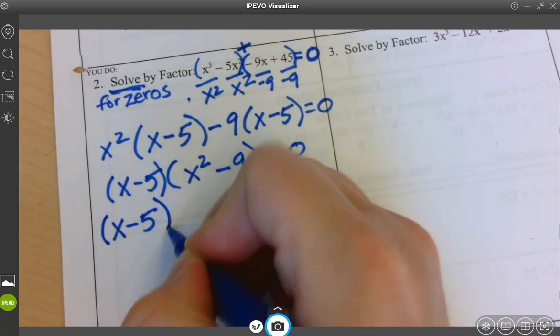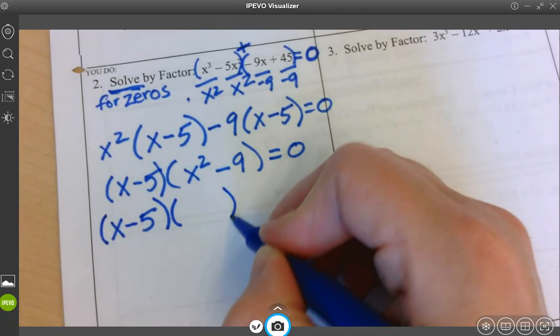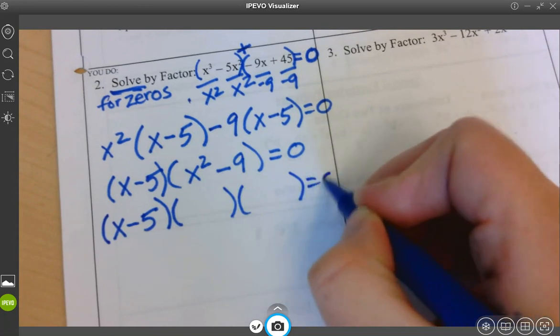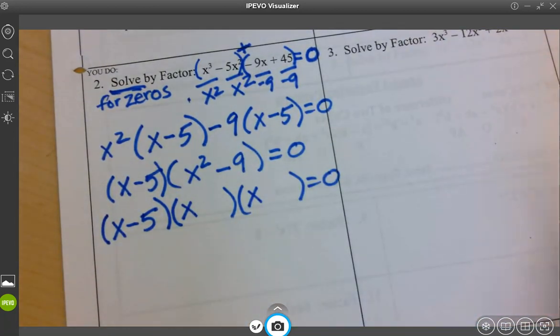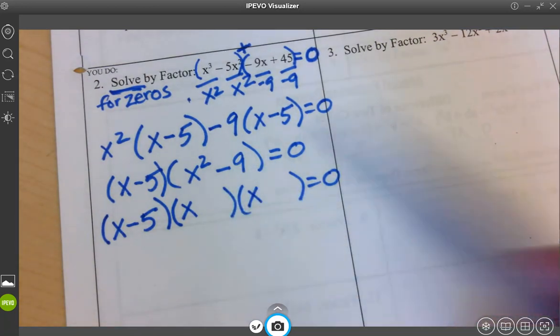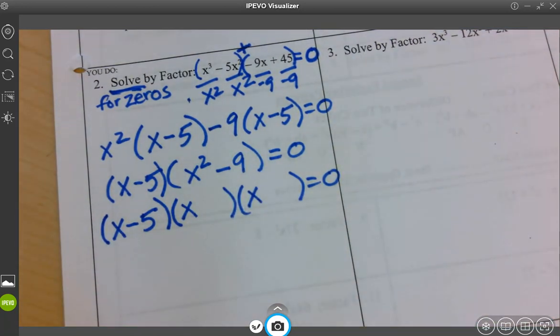Here's the process, and then I'm going to show you an example on the board. To get the x squared, it's the x times x. And to get the negative 9, it can't be 3 times 3 because that's positive. And it can't be negative 3 times negative 3 because that's positive.